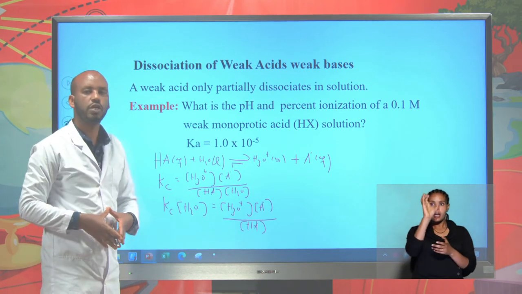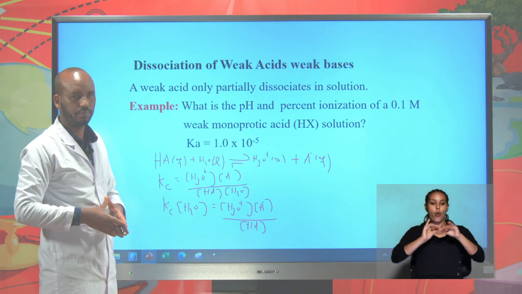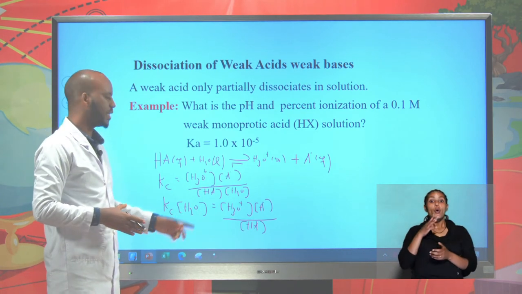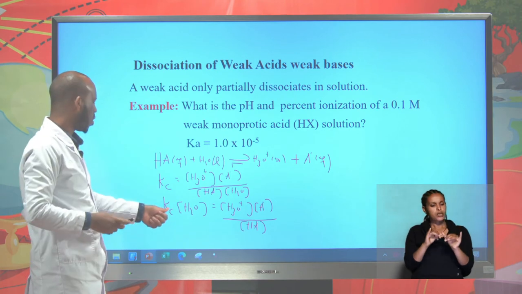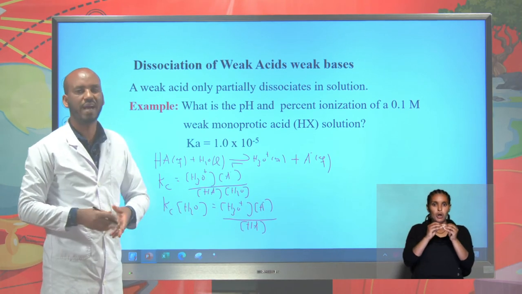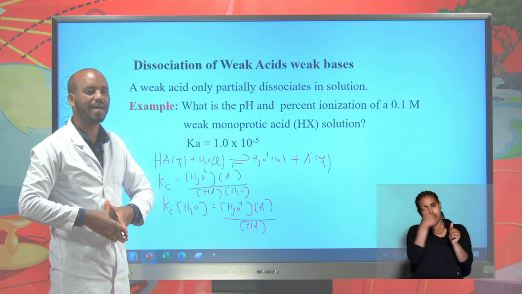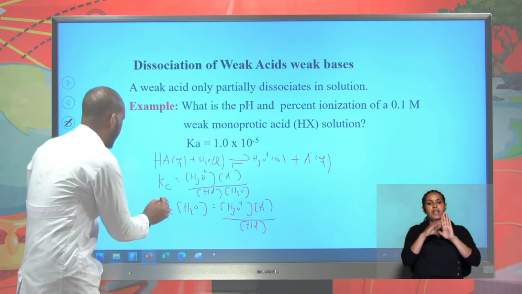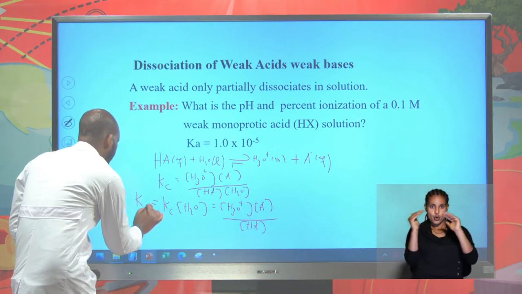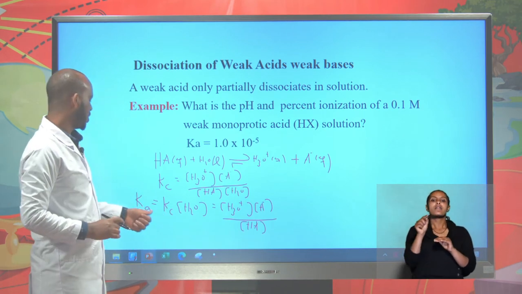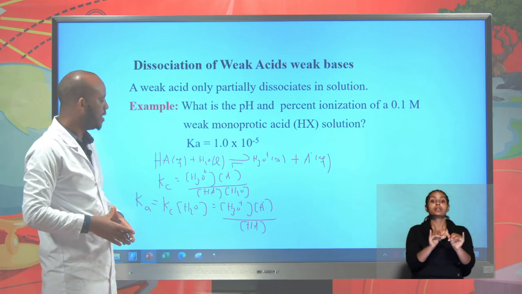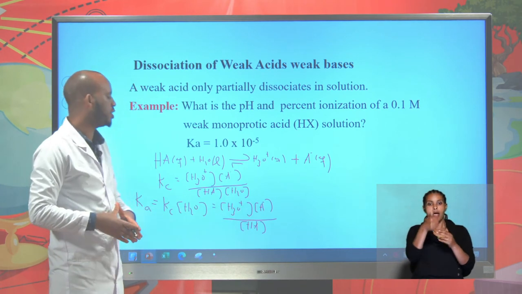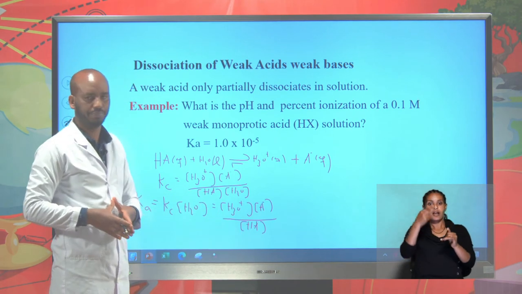Kc is the equilibrium constant, has a constant value. Water, its concentration is constant. Constant times constant gives you another constant, which is known as the acid dissociation constant, denoted by the symbol Ka. Therefore, the acid dissociation constant equals the hydronium ion concentration times the A minus concentration divided by the HM concentration.